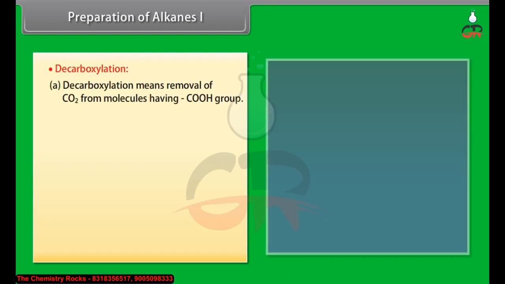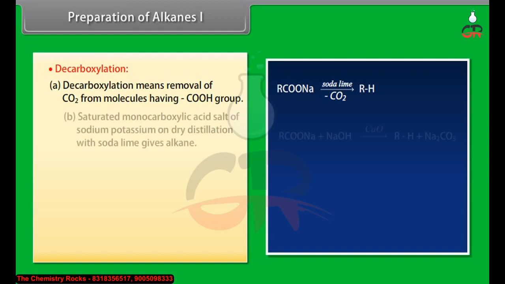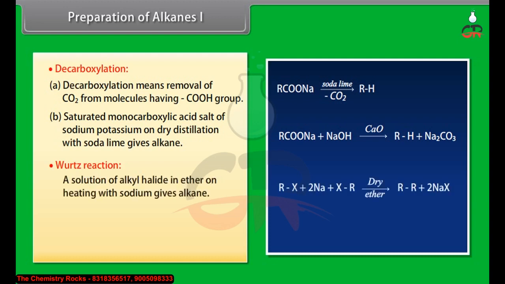Decarboxylation. Decarboxylation means removal of CO2 from molecules having a COOH group. Saturated monocarboxylic acid, salt of sodium or potassium, on dry distillation with soda lime gives alkane. Wood's reaction. A solution of alkyl halide in ether on heating with sodium gives alkane.